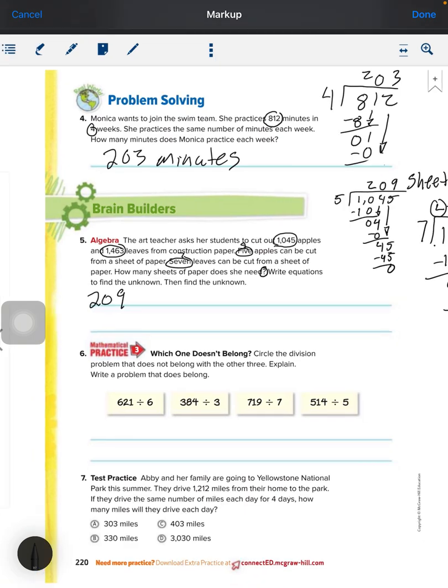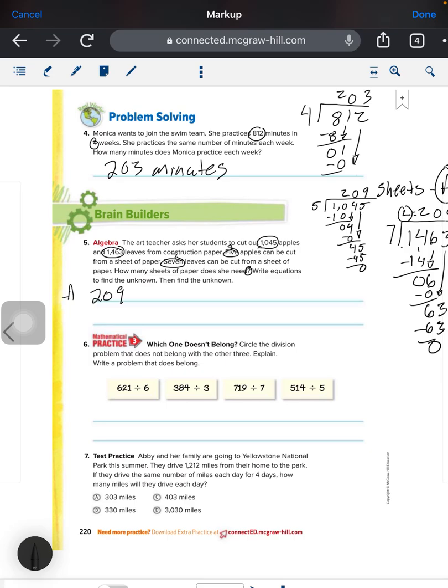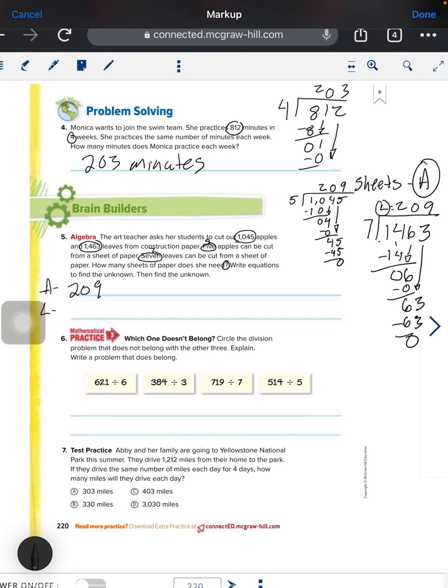Well, I'm going to add 209 for the apple. And then the leaf was 209. Ooh, that's kind of cool. So I'm going to add those together. 9 plus 9 is 18. Bring down the 1. 2 and 2 is 4. So she's going to need 418 sheets of paper.